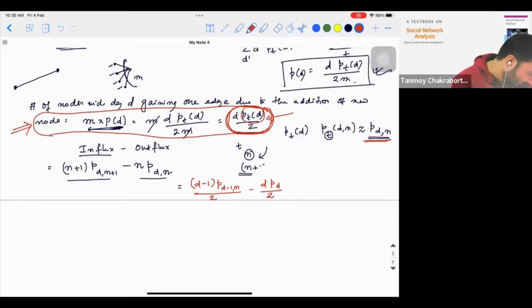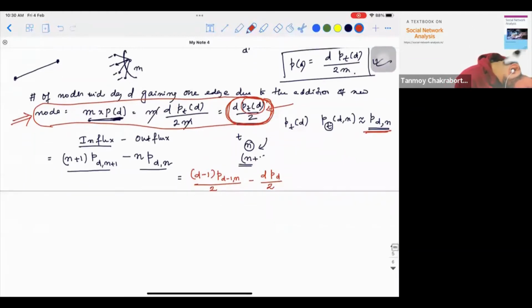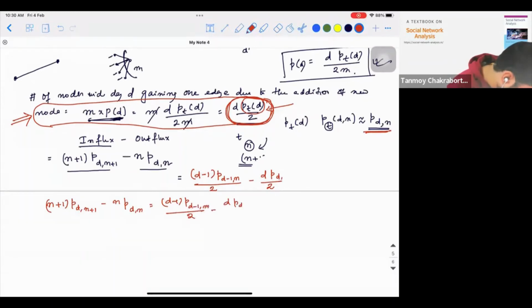Okay. Now this is the equation. So the equation is n plus 1 P d comma n plus 1 minus n P d comma n equals (d minus 1) P d minus 1 m by 2 minus d P d. Okay, you can write it as n plus 1 by 2.